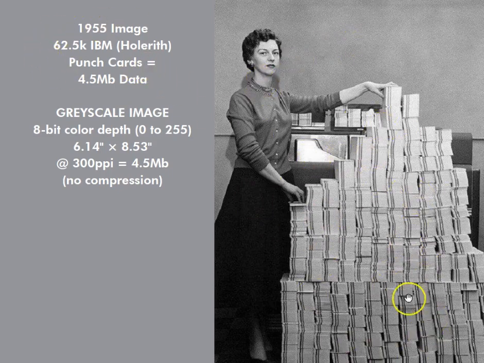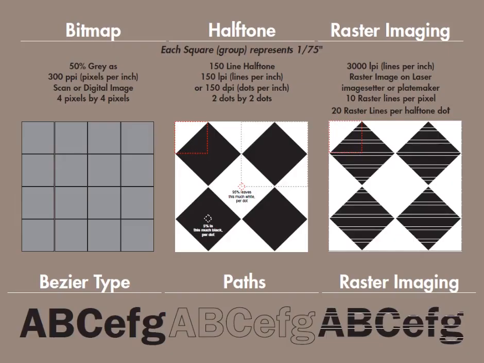I want to talk a bit about bitmaps, halftones, and raster imaging, because this is about how we get our images into something that gets commercially printed, or actually it's also how images end up on your computer screen.